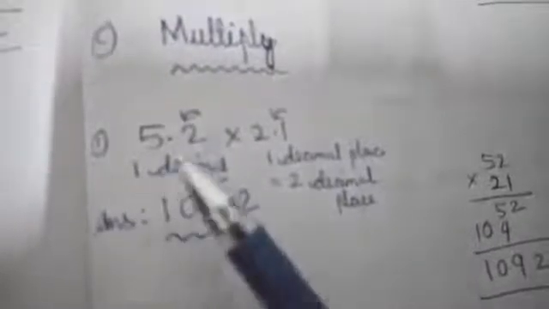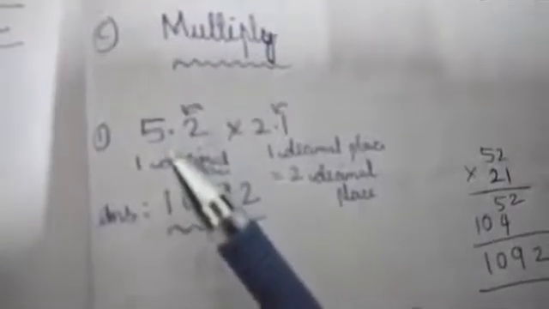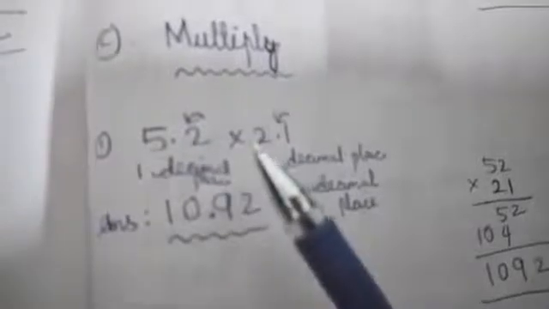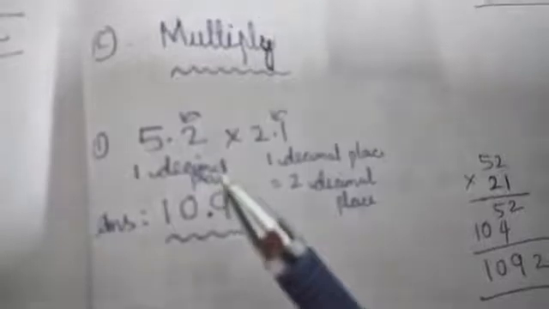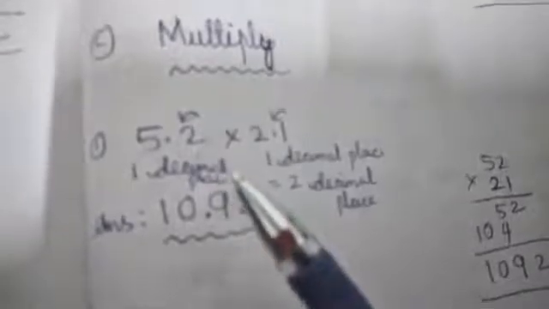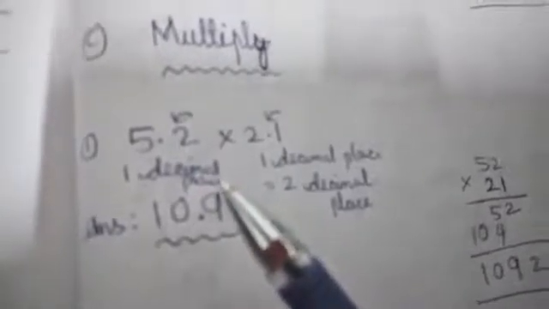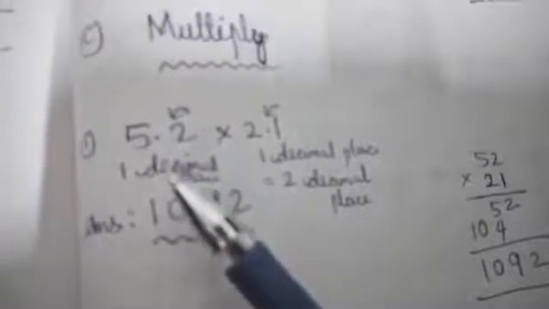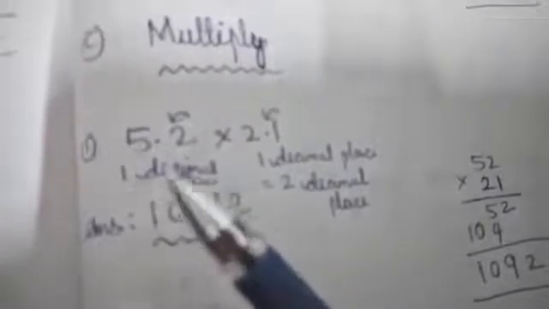Listen carefully, students. Number 1 sum. Let us see number 1 sum, given as 5.2 multiplied with 2.1. First step we have to multiply, right? As we multiply, we will count the decimal place first.